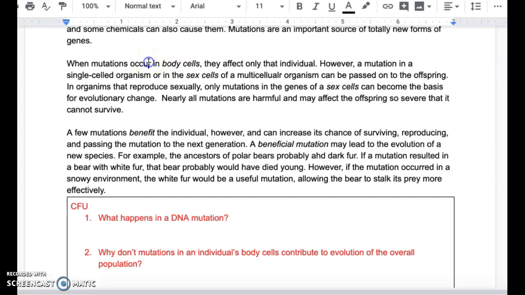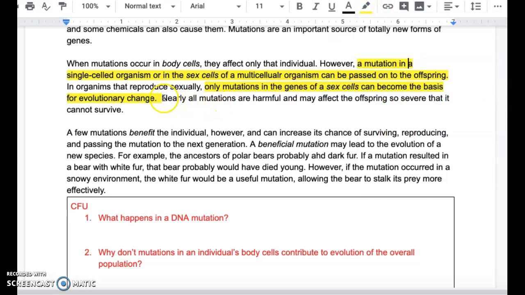When mutations occur in body cells, however, they affect only that individual. However, a mutation in a single-celled organism or the sex cells of a multicellular organism can be passed on to the offspring. Highlight that. In organisms that reproduce sexually, only mutations in the sex cells can become the basis for evolutionary change. Highlight that.